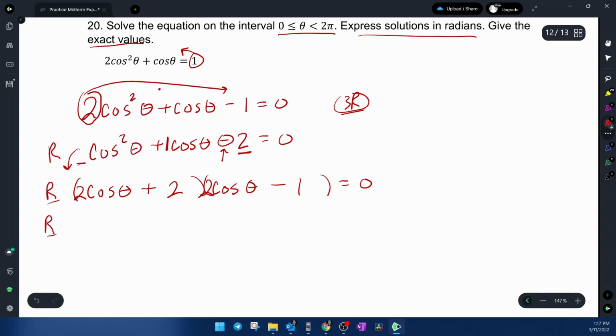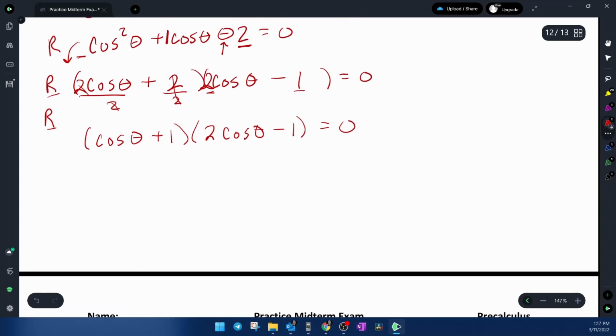And then the third R is reduce. So I can reduce the first factor by 2. Getting those 2's to cancel is going to leave me cosine theta plus 1. In the second set of parentheses, 2 and 1 won't reduce, so that'll leave me 2 cosine theta minus 1. And that completes the 3R method, and now I can set each factor equal to 0 and solve.